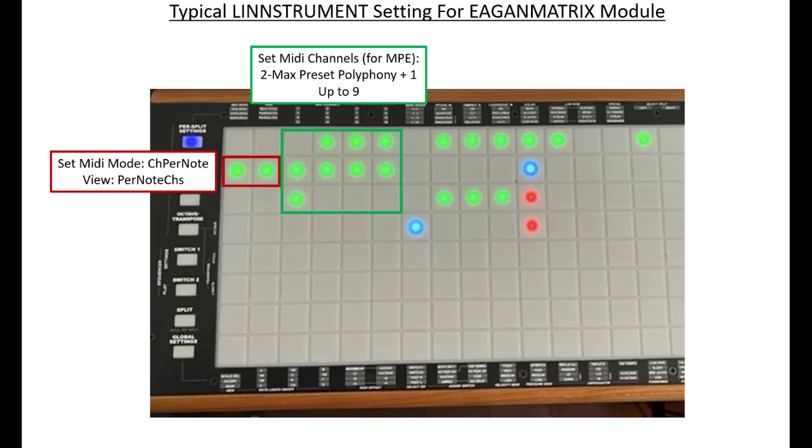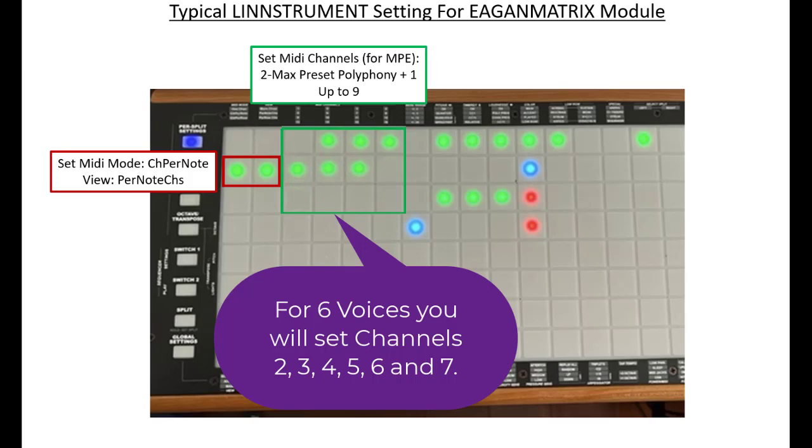Expanded multiplies times the number of DSPs your processor supports. So if you have a 3 plus preset and a 2x DSP, as in the EaganMatrix module, that will support up to 6 voices. So you'd want to bring this down to channels 2, 3, 4, 5, 6, and 7 for presets that are set 3 plus.